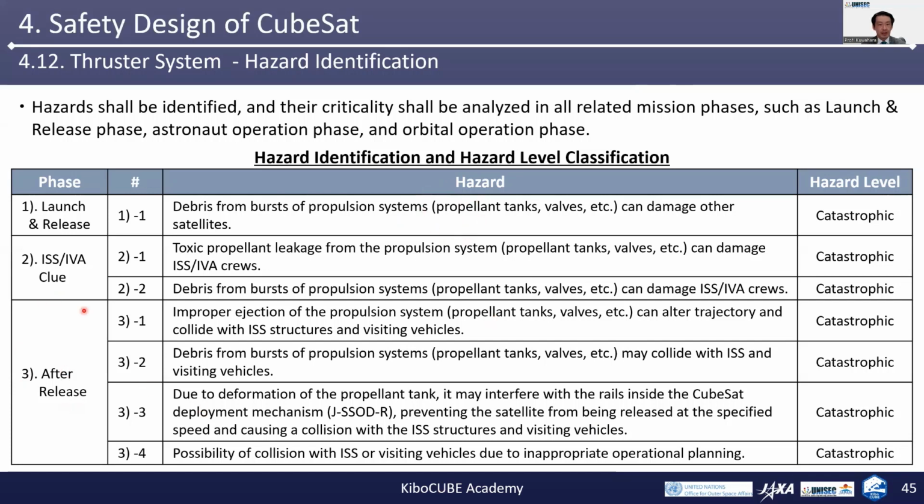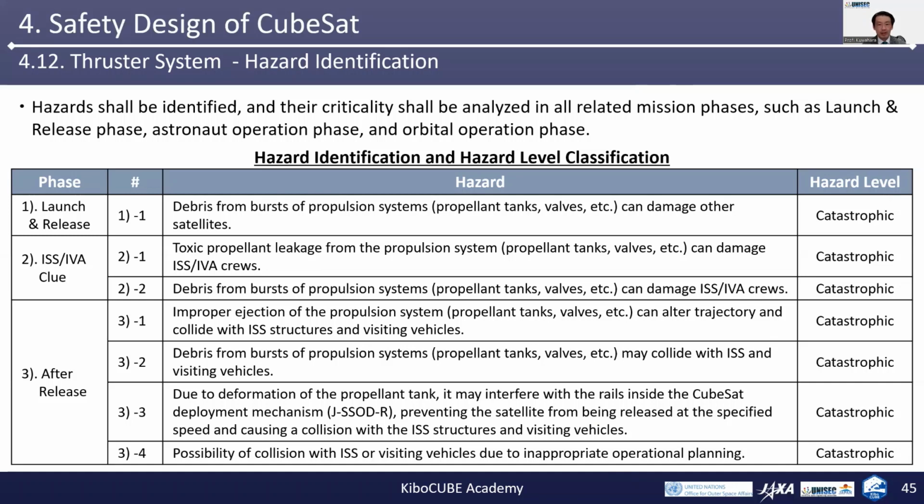For the third case, 4 hazards are identified. The first one is that improper ejection of the propulsion system can alter trajectory and collide with ISS structures and visiting vehicles. The second one is that debris from bursts of propulsion systems may collide with the ISS and the visiting vehicles.